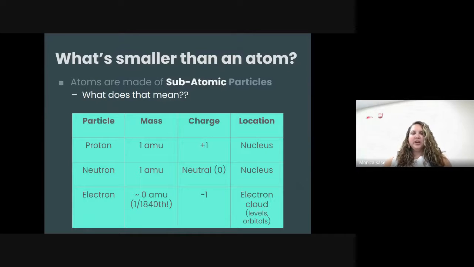Those hang out in the electron cloud, or the levels and orbitals. You'll kind of hear us using those words interchangeably. They have the equivalent to 0 AMUs, and it has a negative charge.